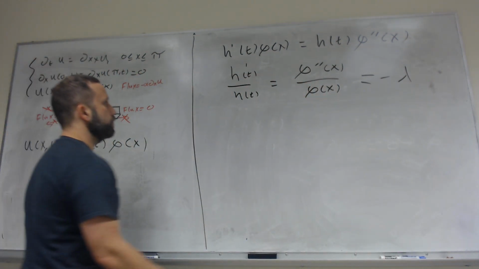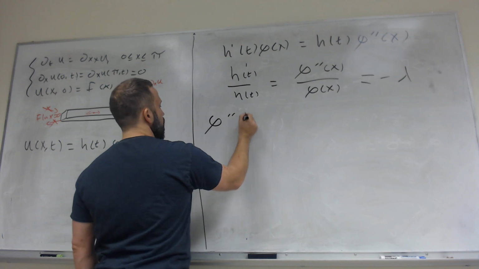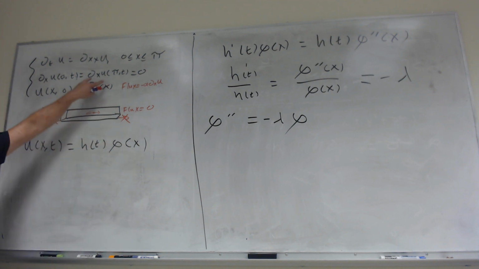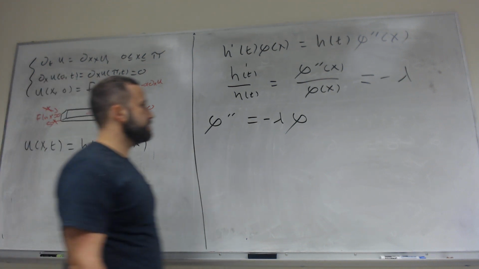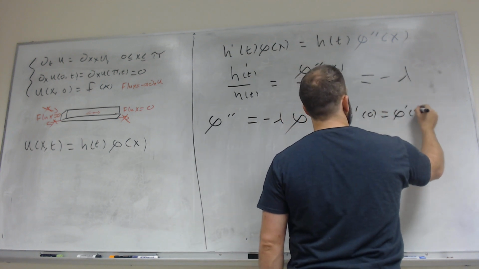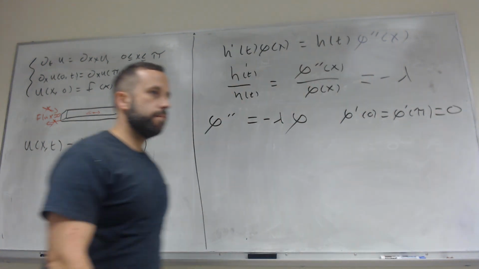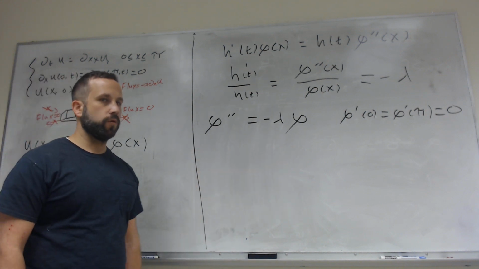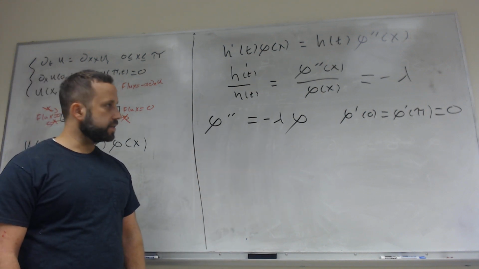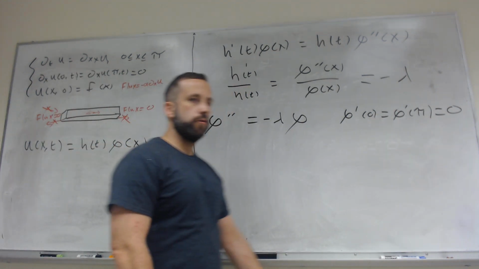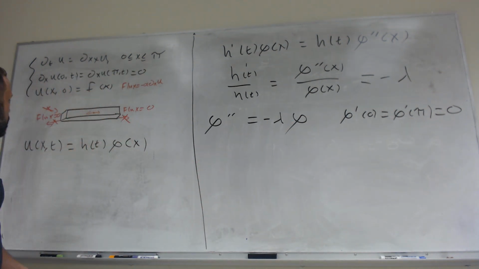Now I'm going to look at my equation for phi. Here's where things will get a little bit different. I've got phi double prime is equal to minus lambda phi, but now my boundary conditions imply that phi prime of 0 and phi prime of pi are both equal to 0. I'm going to leave it to you to show that lambda has to be a real number greater than or equal to 0. It's the same or a very similar argument as when we had phi of 0 and phi of pi equal to 0 instead of the derivatives. However, lambda can be equal to 0. So I will leave this to you.